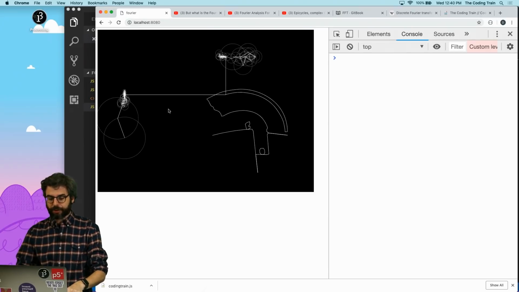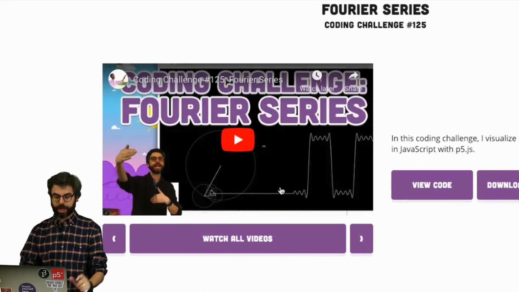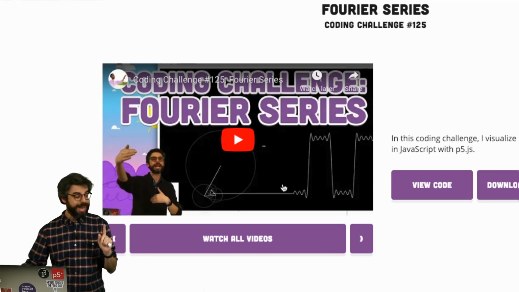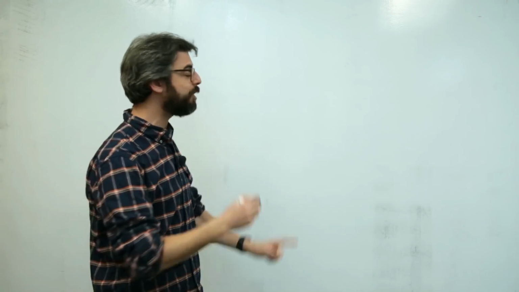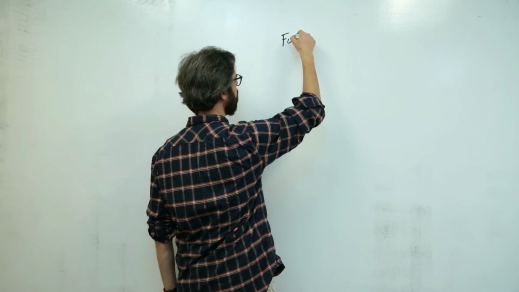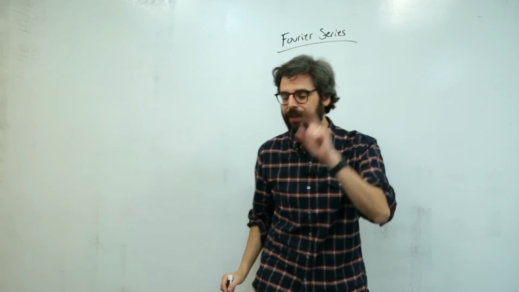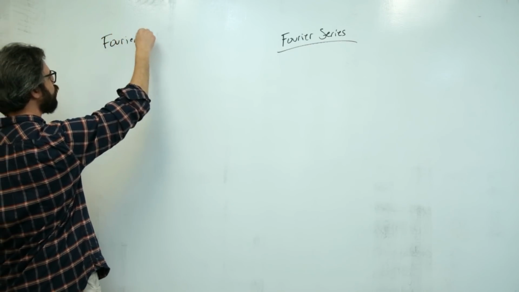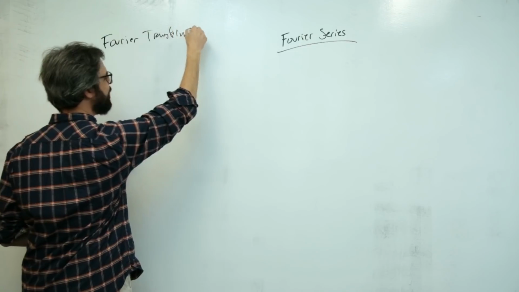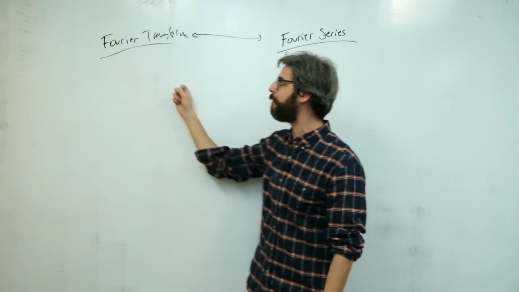The first thing I should mention is this is a continuation of my coding challenge Fourier series. What I did in that particular coding challenge, which was inspired by a SmarterEveryDay video on the same topic, was create the Fourier series for a square wave. But in this video, I'm going to do something different, which is I'm going to use the Fourier transform algorithm. And these are different concepts. I somewhat conflated these in my previous video.